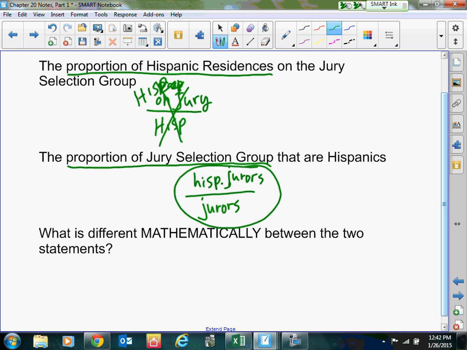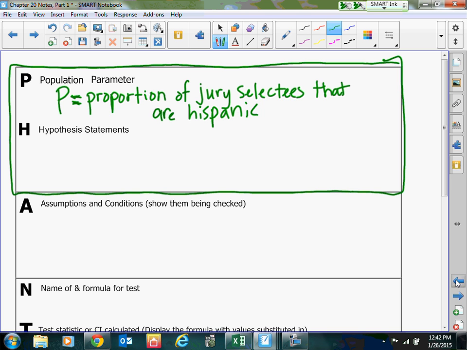We're not just pulling out of only Hispanics. No, we're pulling out of the jurors. What proportion of the jurors are Hispanics? So watch your language on that, okay? It makes a difference how you state that. All right. Now, the hypotheses statements.